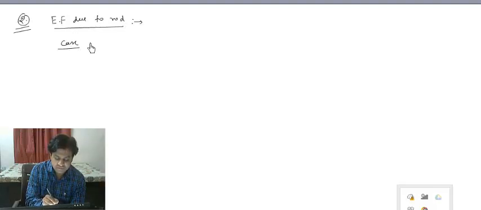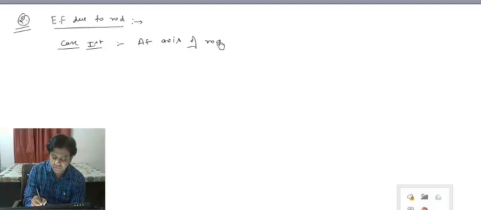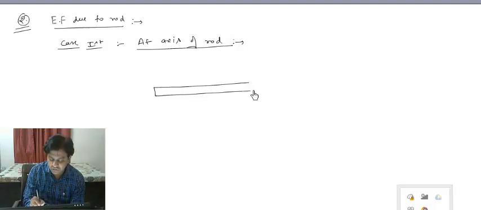Case first, at the axis of the rod. Let's say we have a rod having charge q, length l, and at distance r there is a point P. In this way, we have to find the electric field at point P.